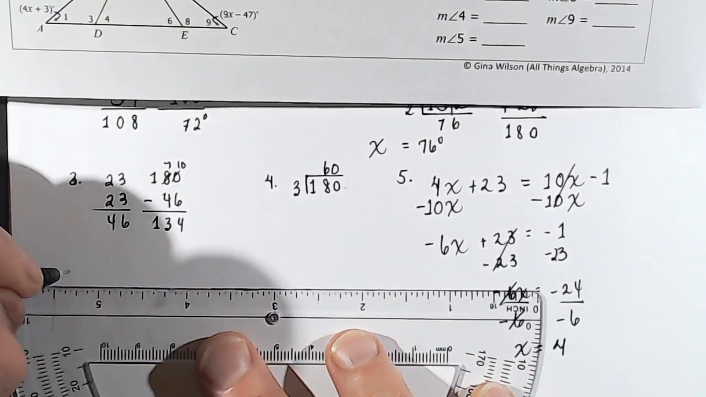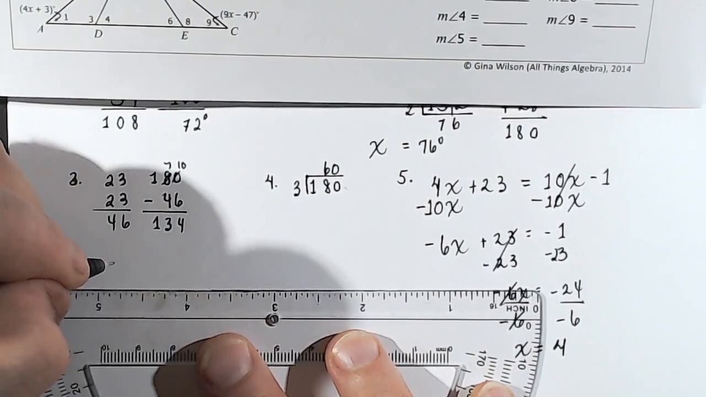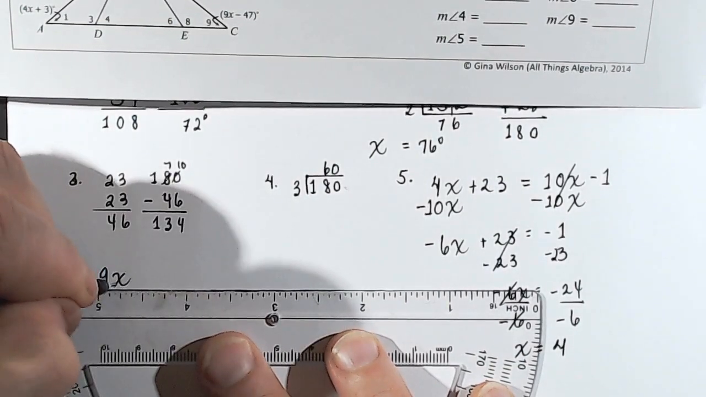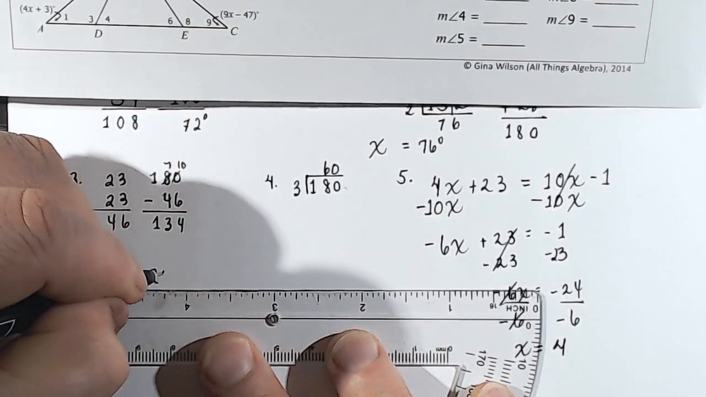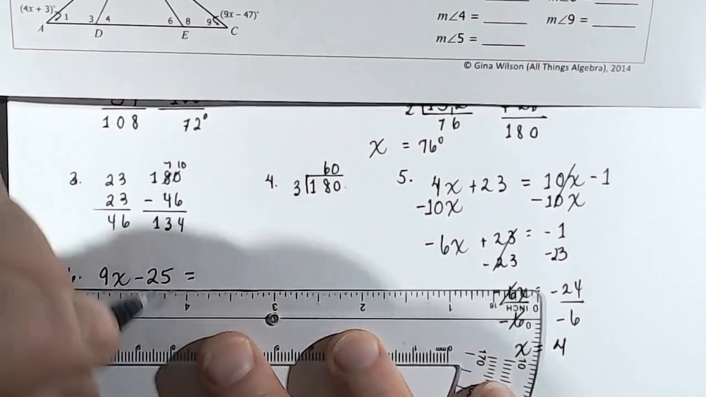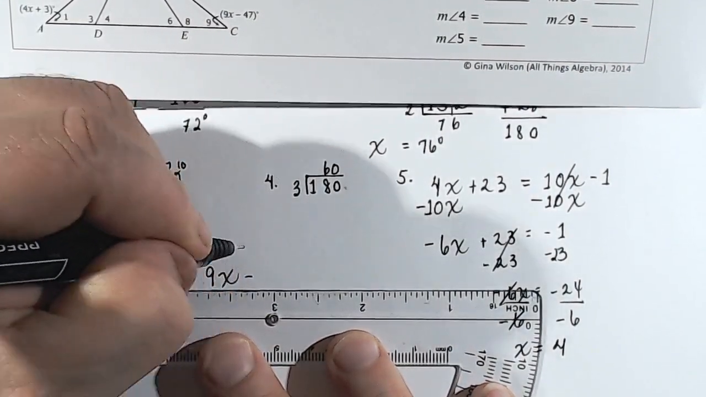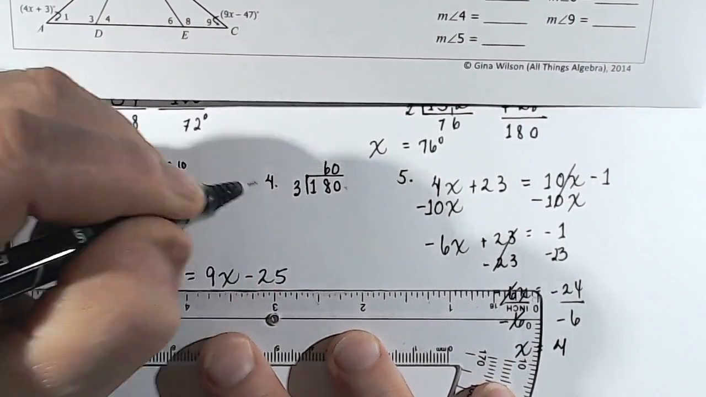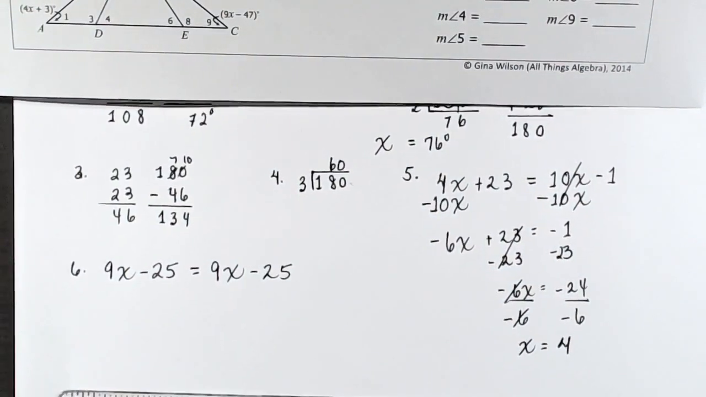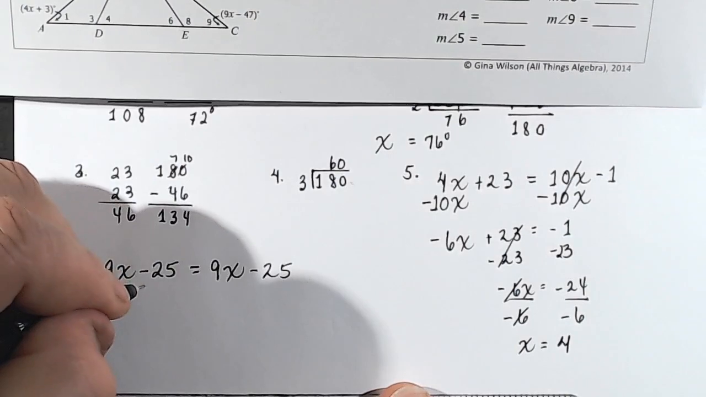Here's the side work for number 6. That 9x minus 25 is equal to 9x minus 25. Oh, they have to be equal to one another because that's what the Isosceles triangle theorem says. So let's see how this works out.